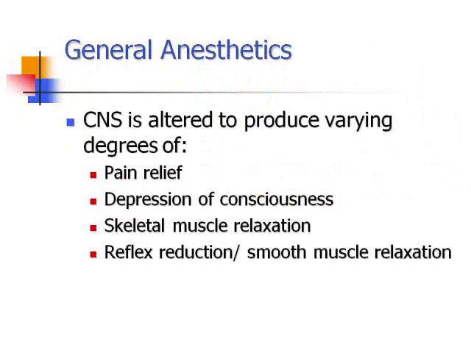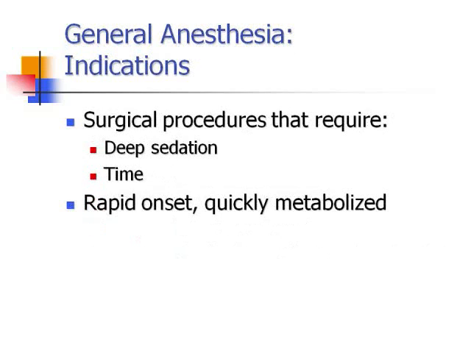Now, general anesthetics: the central nervous system is altered to produce varying degrees of pain relief, unconsciousness, skeletal muscle relaxation, and reflex reduction, also known as smooth muscle relaxation. You want that because when you put a breathing tube down your throat, you don't want them gagging. That's one of the major things you're doing this for.